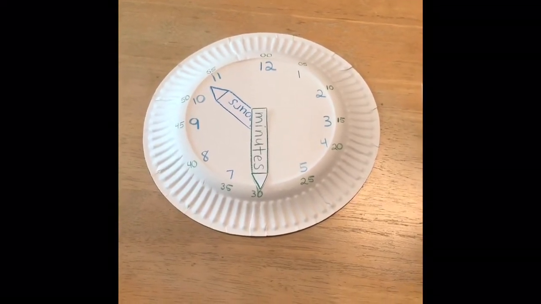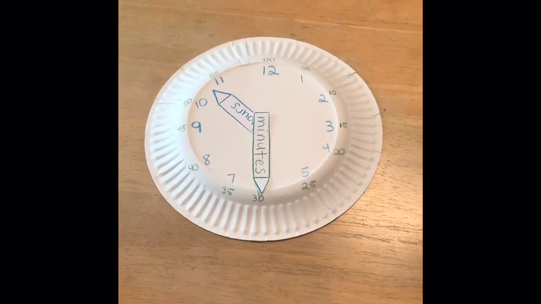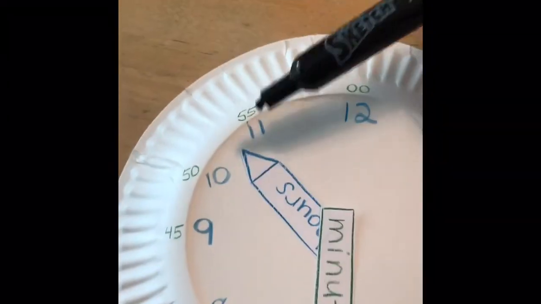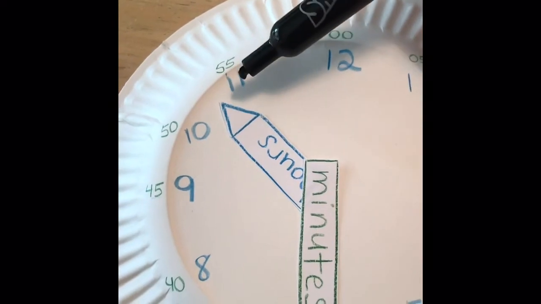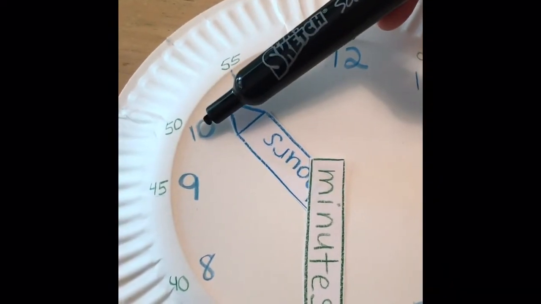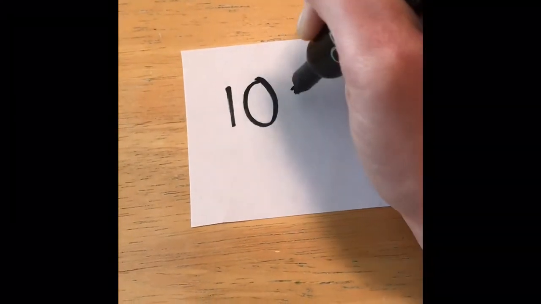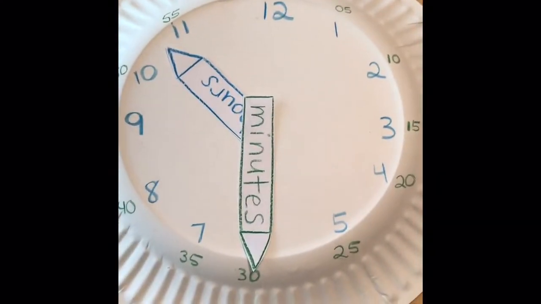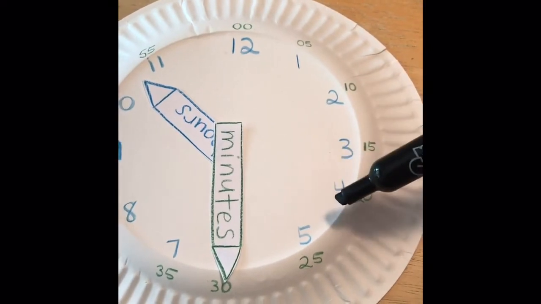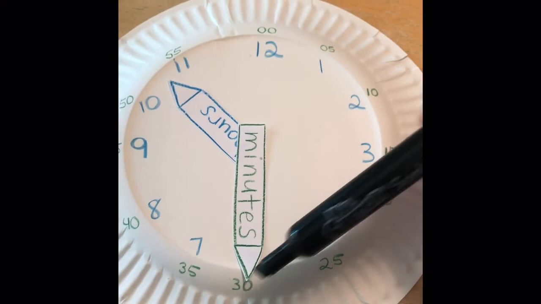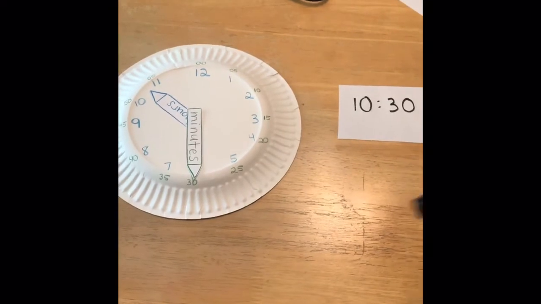Here's your next problem. If I look at the hours hand, it's actually in between the 10 and the 11. When this happens, what you want to remind yourself is this hand has not touched the 11 yet, and so it's still going to be considered 10. So I'll go ahead and write 10, followed by the colon. And for the minutes hand, we'll start at 12 and then count by fives. 5, 10, 15, 20, 25, 30. So we'll come over here, and after the colon, I'm going to write the number 30. So this clock is showing the time 10:30.